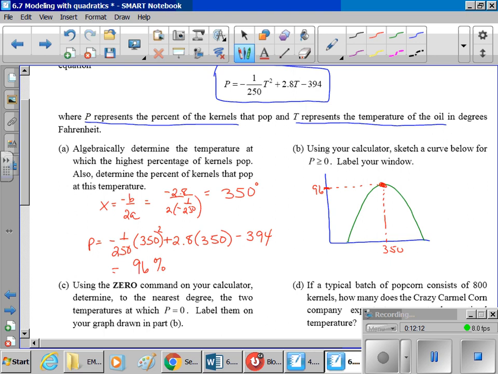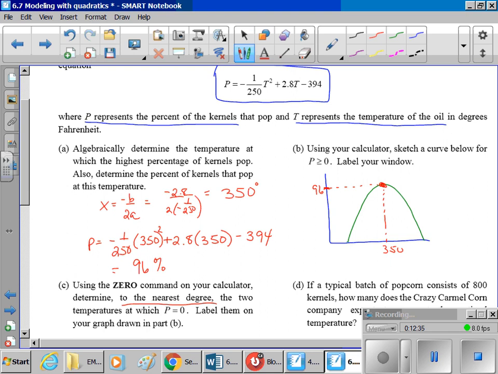Now, it says using your calculator to sketch the curve, which we did, label your window, and I guess we can also take a look at what my zeros are, because in C it says using the 0 command on your calculator, determine to the nearest degree two temperatures at which P equals 0. So they're not telling us to do this algebraically, which is kind of nice.